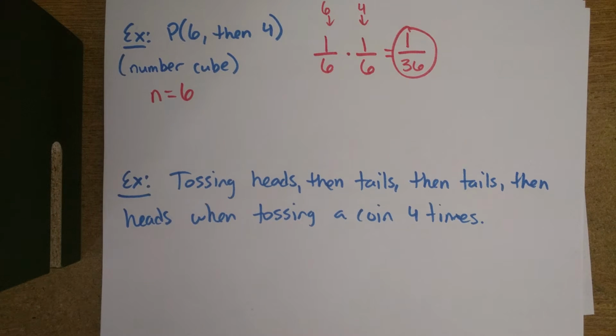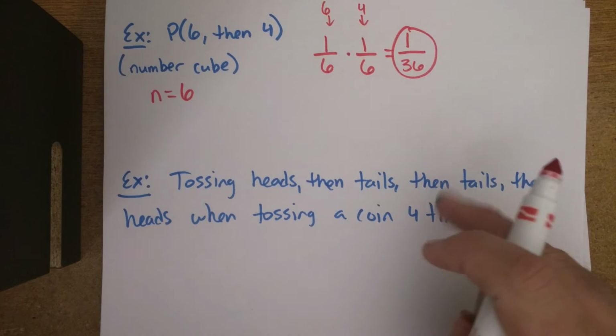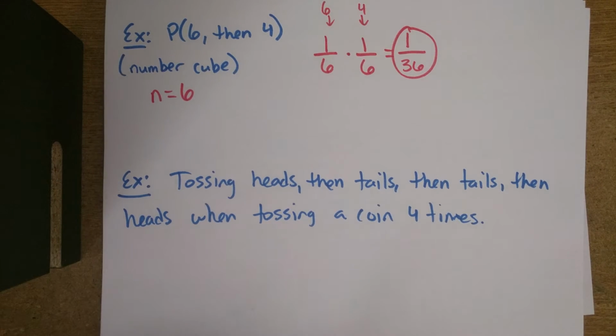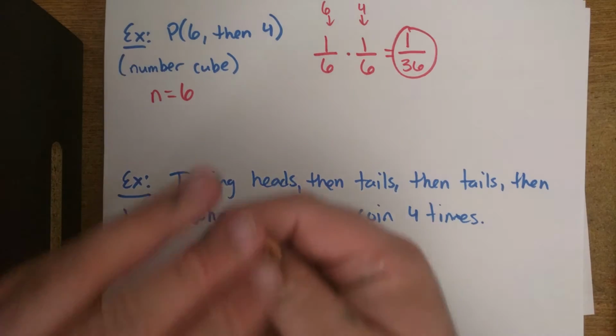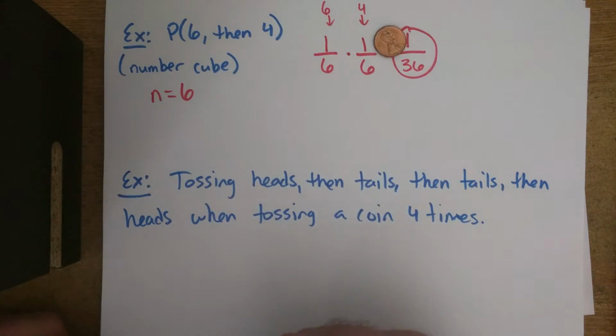Here's another example. Tossing heads, then tails, then tails, then heads when tossing a coin 4 times. I mean, think about it. If you flip a coin, you get heads.